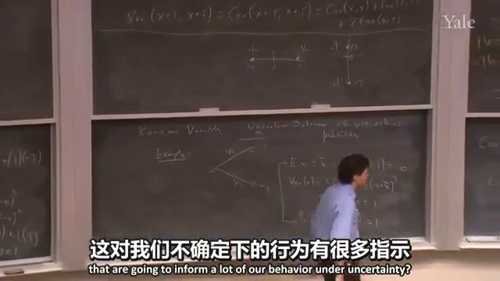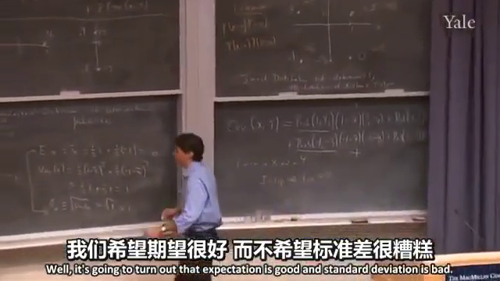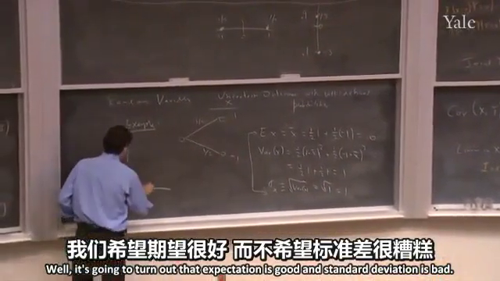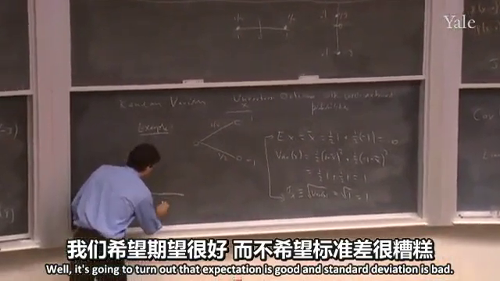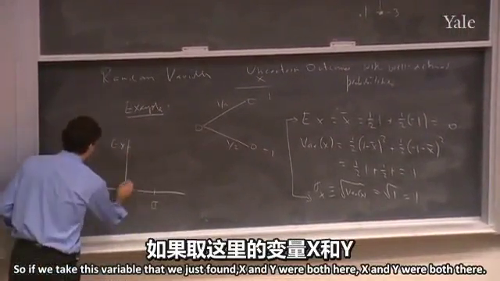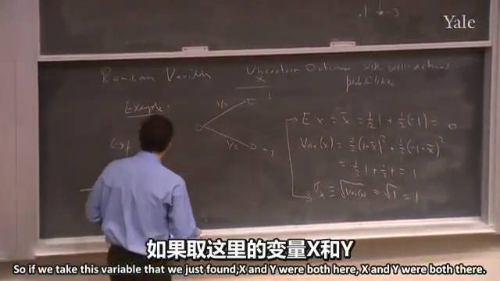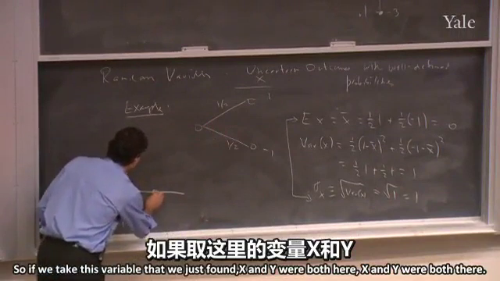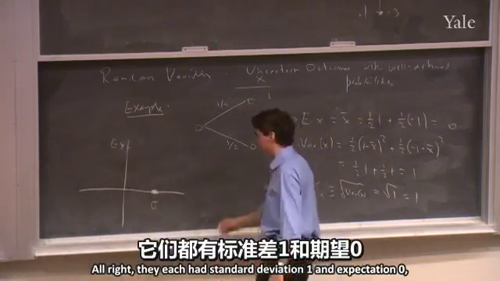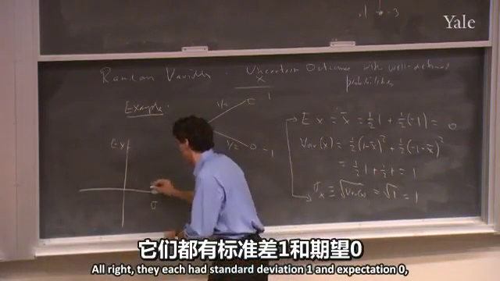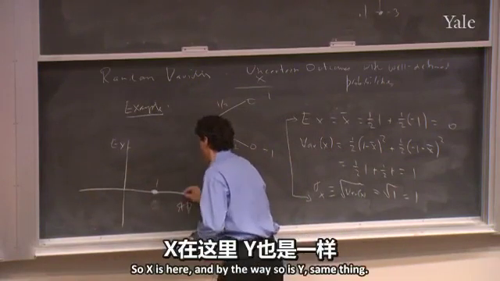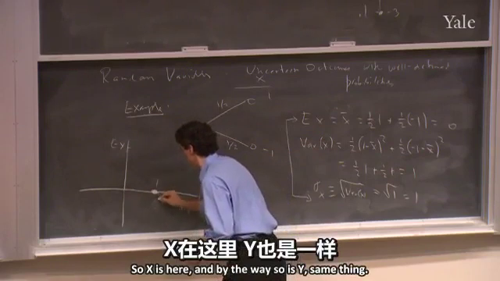so what are the key simple observations here that are going to inform a lot of our behavior under uncertainty? Well, it's going to turn out that expectation is good and standard deviation is bad. Okay, so if we take this variable that we just found, x and y were both here. They each had standard deviation 1 and expectation 0. So this is the standard deviation. So x is here, and by the way, so is y.